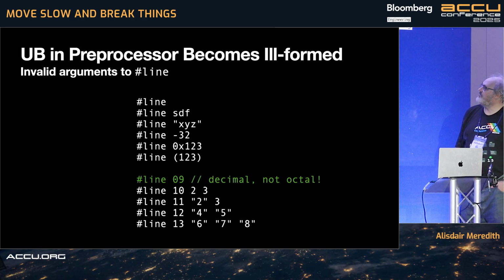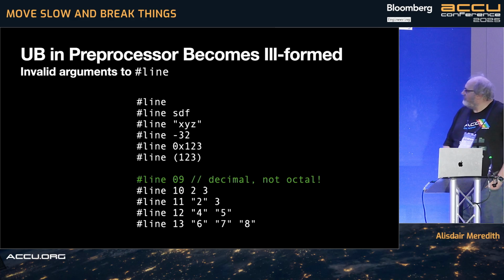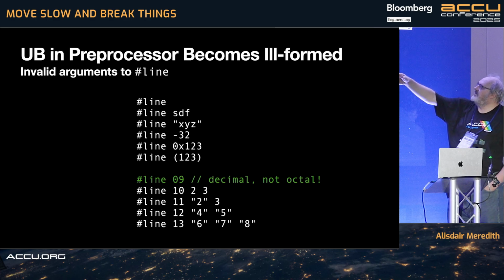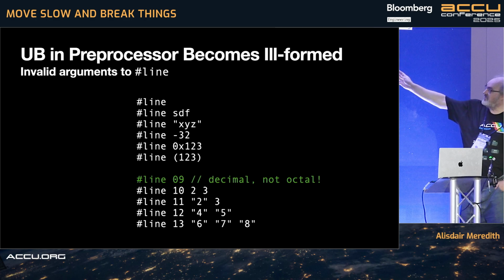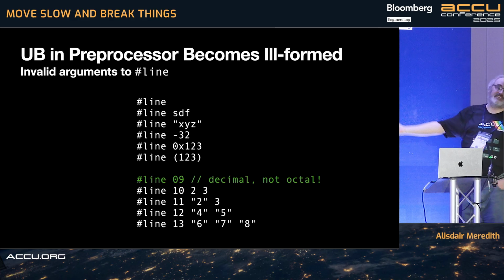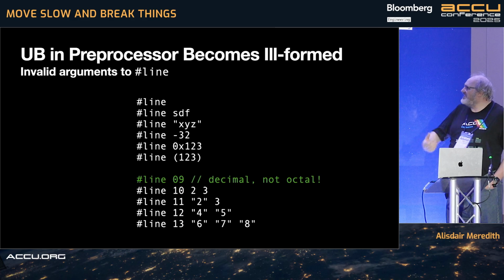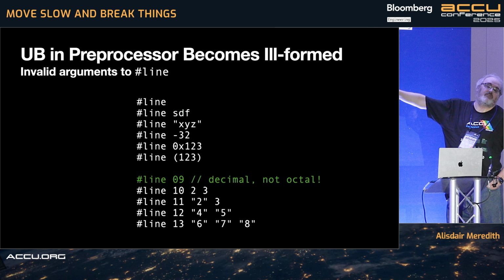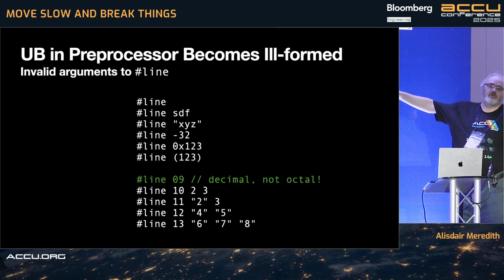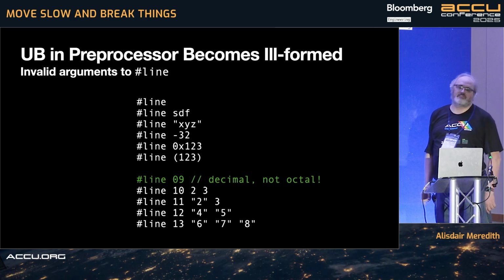Then we get the #line directive. So all of these are invalid uses of #line. So no argument, an identifier that's not a number, an identifier that's a string that's not preceded by a number, a negative number, a hexadecimal number. No, these things are decimal. I'm not allowed a parenthetical expression to compute the number. It just has to be literally a decimal literal. Hence, #line 09 is the only valid line on there because that's not interpreted as octal.